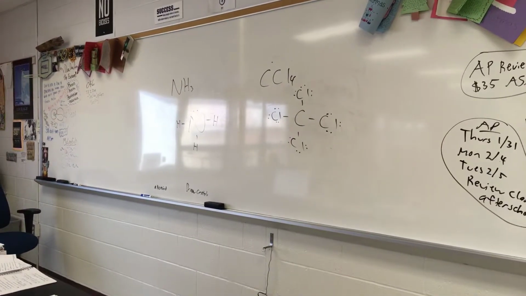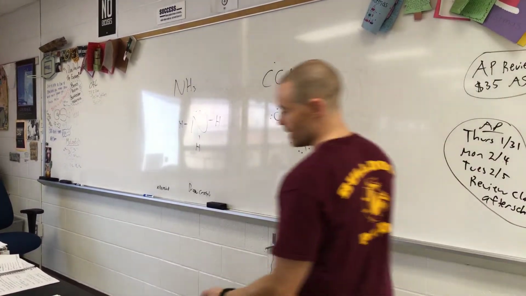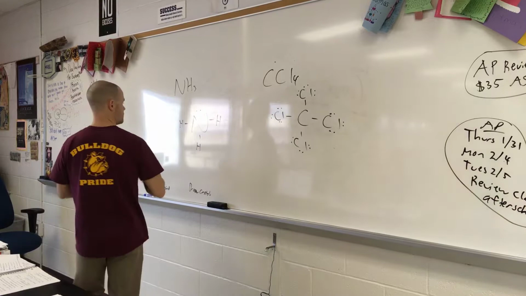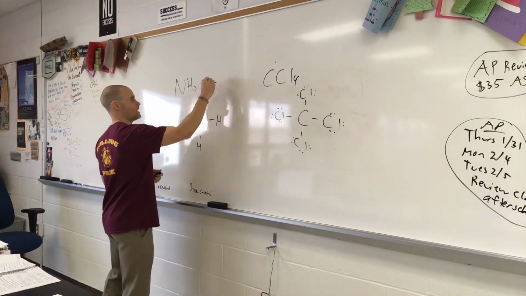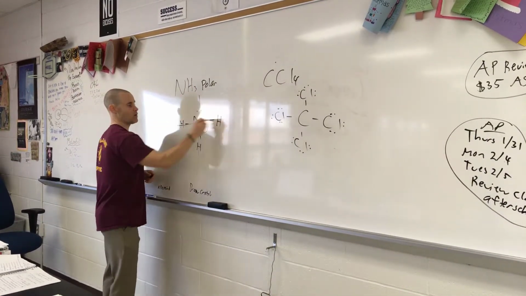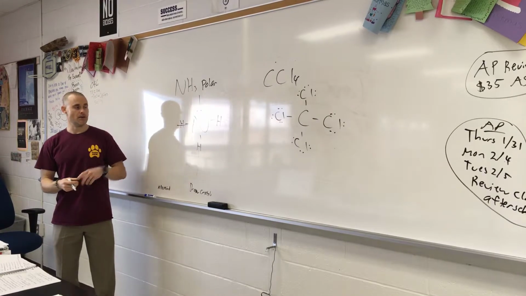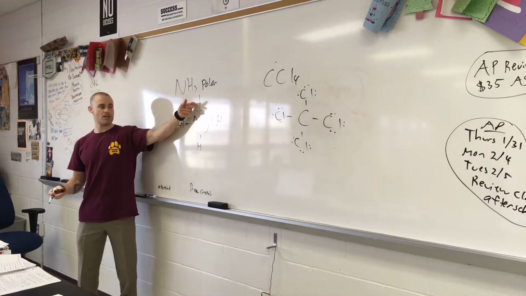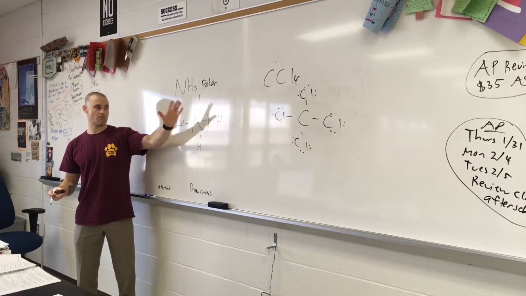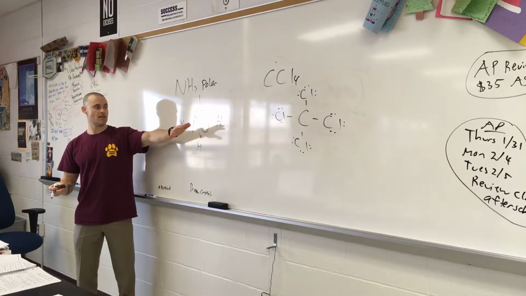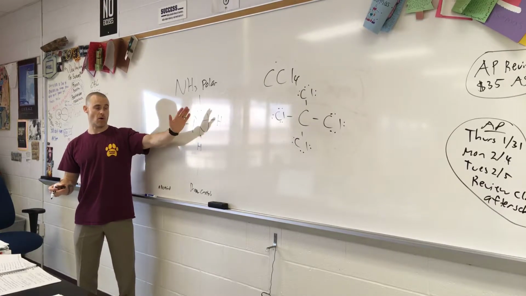All right, so again, NH3 is polar. This is polar because when you draw your X and Y axis, there isn't symmetry. We're missing an H. So you need symmetry on both the X and Y axis. So we have it on the Y, right?